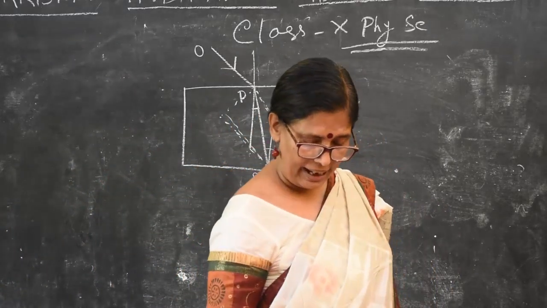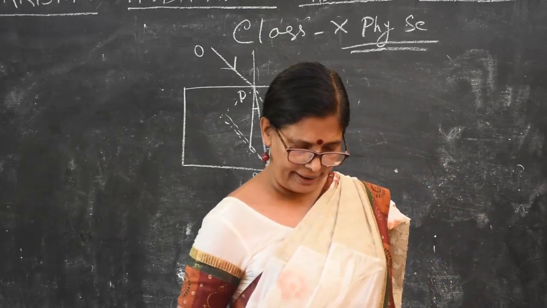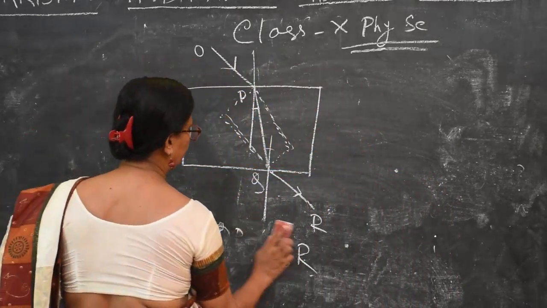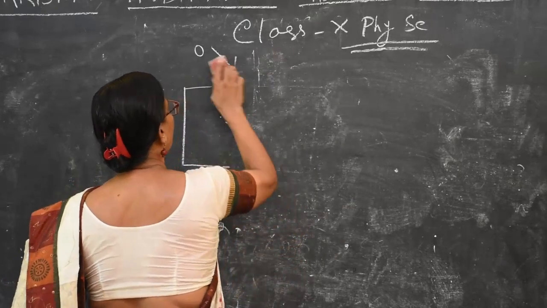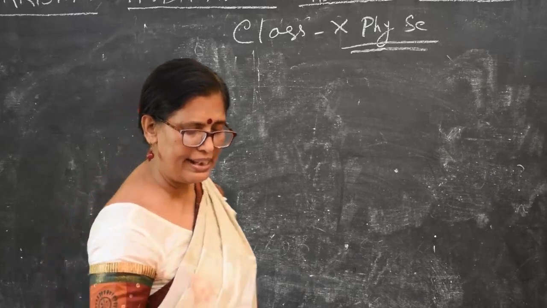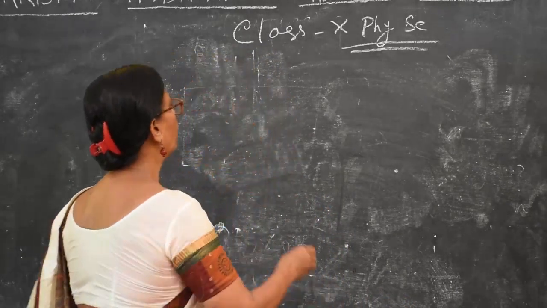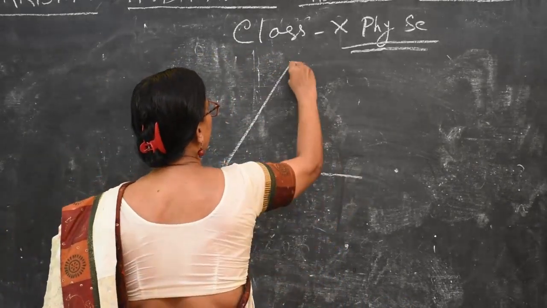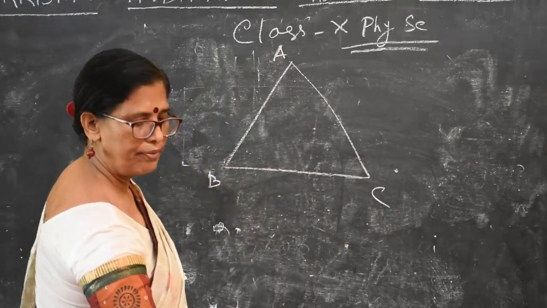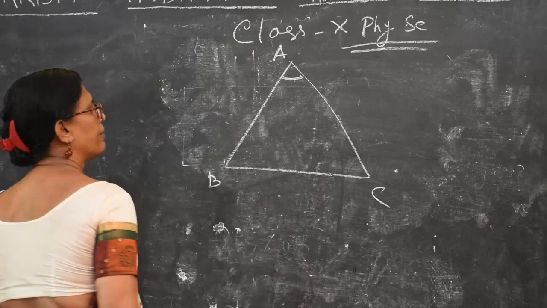But in the prism that is not so. In the prism, there is an angular deviation. How do we draw it? First we draw the refracting surface as our triangle. This front portion is like this. The name is A, B, C. It is the prism, this face. And this vertical angle is called the prism angle.